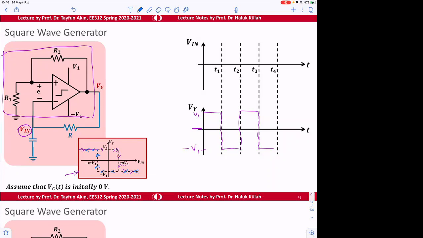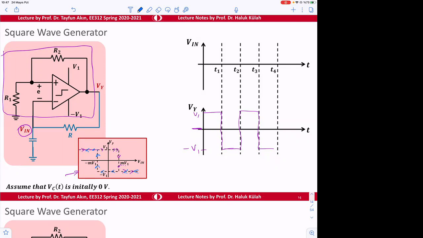But if you take the output Vy and connect it to the input with a resistor and put a capacitor at the input, then we will see that there will be a repeating signal, and the output will be switching between high and low, as maybe an asynchronous circuit.